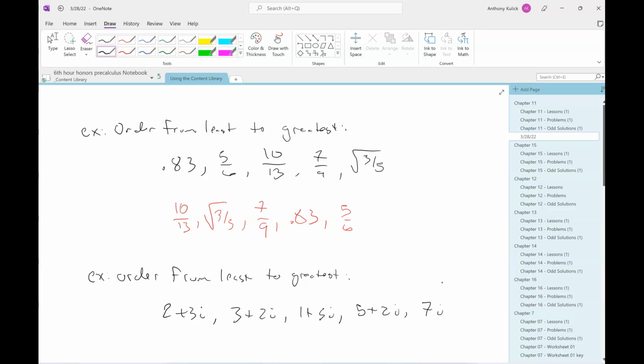How would we do this? What do you guys think? Any ideas? Can I take this and get a decimal approximation out of it? No. What? How?